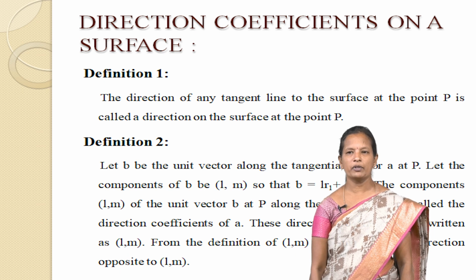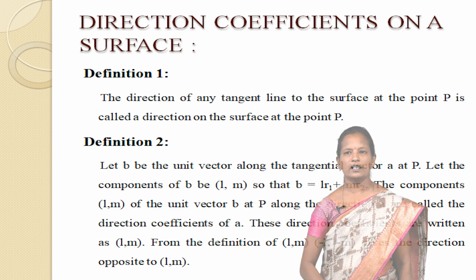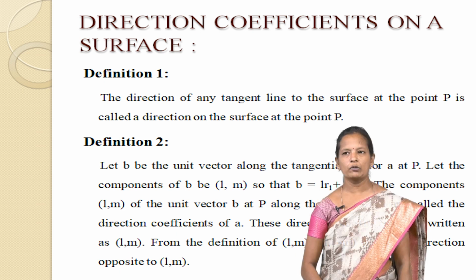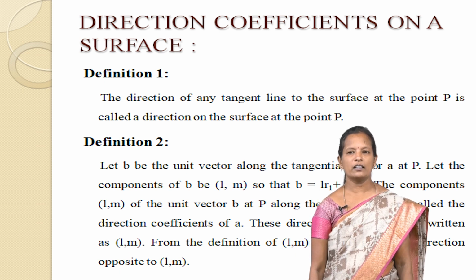Let the components of the vector B be L, M, so that vector B equals L R1 vector plus M R2 vector. You already know R1 and R2 very well; these are the position vectors. The components L, M of the unit vector B at P along the direction A are called the direction coefficients of vector A. These direction coefficients are written as L, M. From the definition, minus L, minus M gives the direction opposite to the direction L, M.